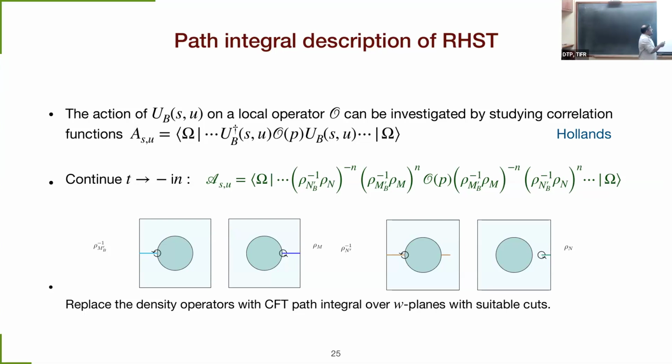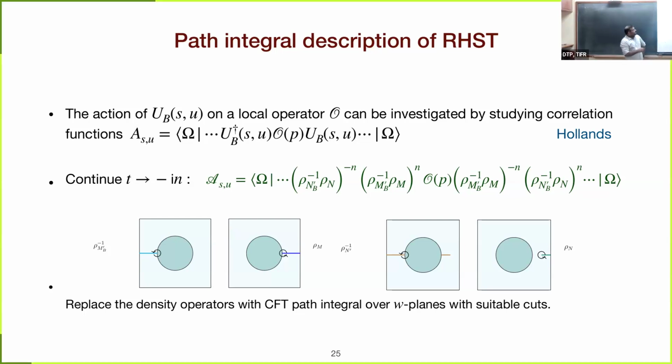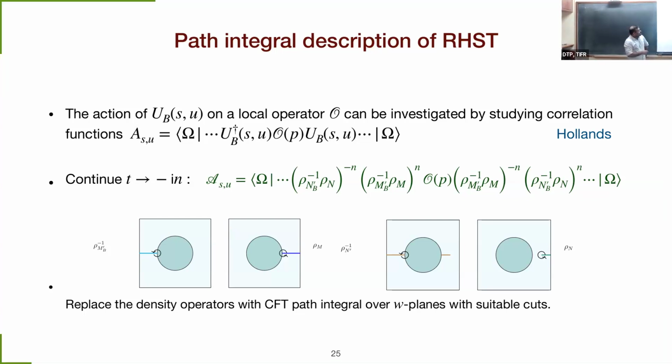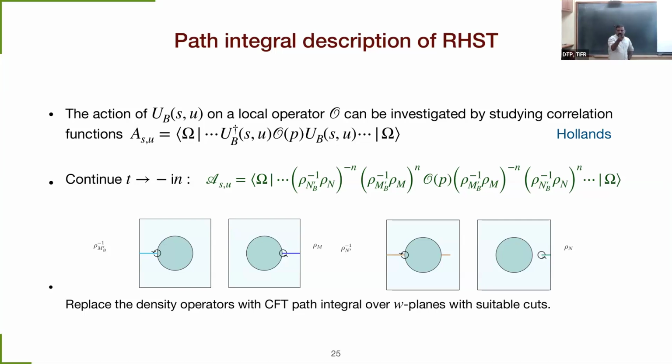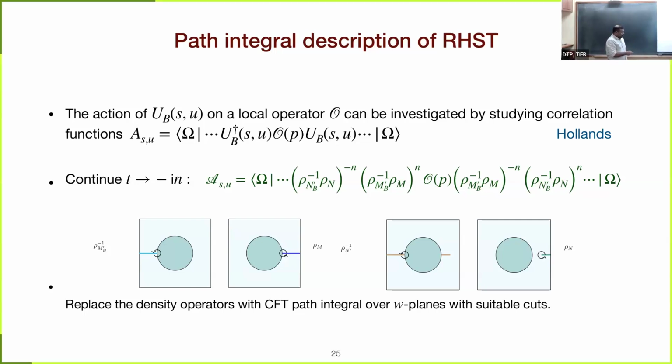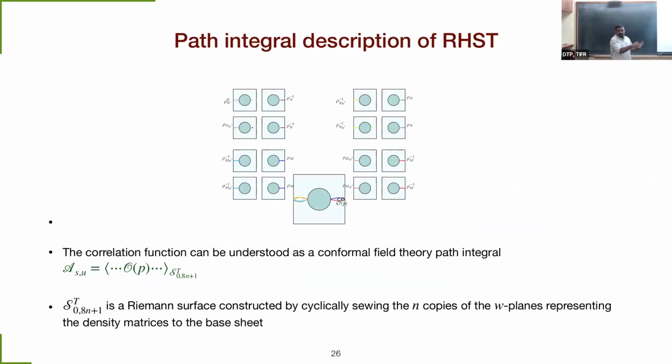Now we want to identify a path integral description by saying that this parameter, minus iT, that appears here is continued to get n. Basically, T you continue to minus i, like in the replica trick. And you look at this path integral. This correlation function can be given a path integral meaning by replacing each density matrix with its associated path integral description. Take a W plane and choose some appropriate cuts in it. So you get this kind of description.